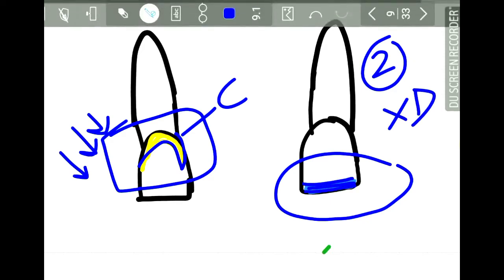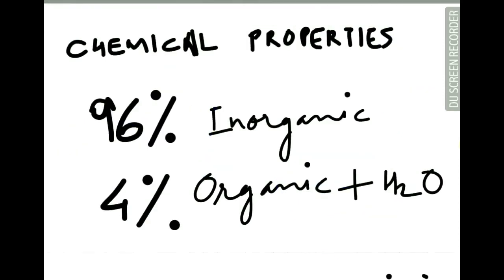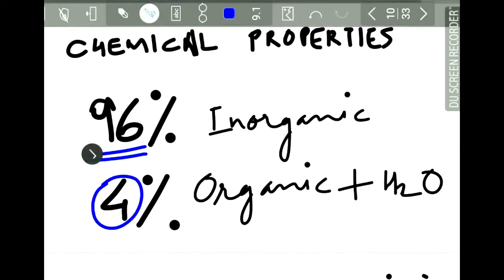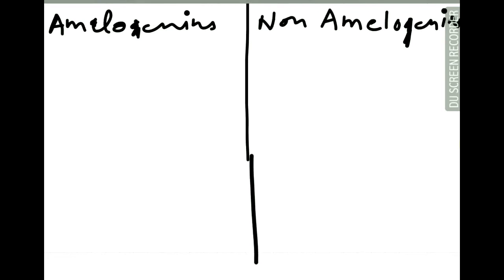Now let's study about the chemical properties of enamel. So what makes the enamel the hardest structure of the body? This inorganic content, which is 96%, and only 4% of the organic structure and water. Now what is this organic structure 4%? The organic material present in the enamel comprises proteins which are exclusive to the enamel. These proteins are of two types, the amelogenins and the non-amelogenins.